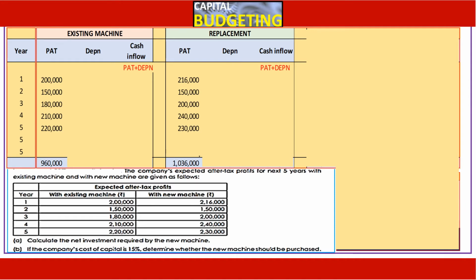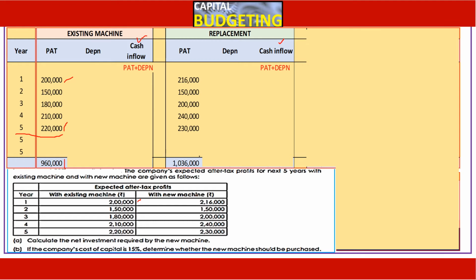Having seen the implications in terms of inflow and outflow on sale and purchase, now we are going to take the income stream under both proposals. Under the existing machine, we will be receiving 2 lakhs in the first year, 1,50,000, 2,10,000 and 2,20,000, all totaling to 9,60,000 up to the 5th year of operations. And we normally go for cash flow under income stream.